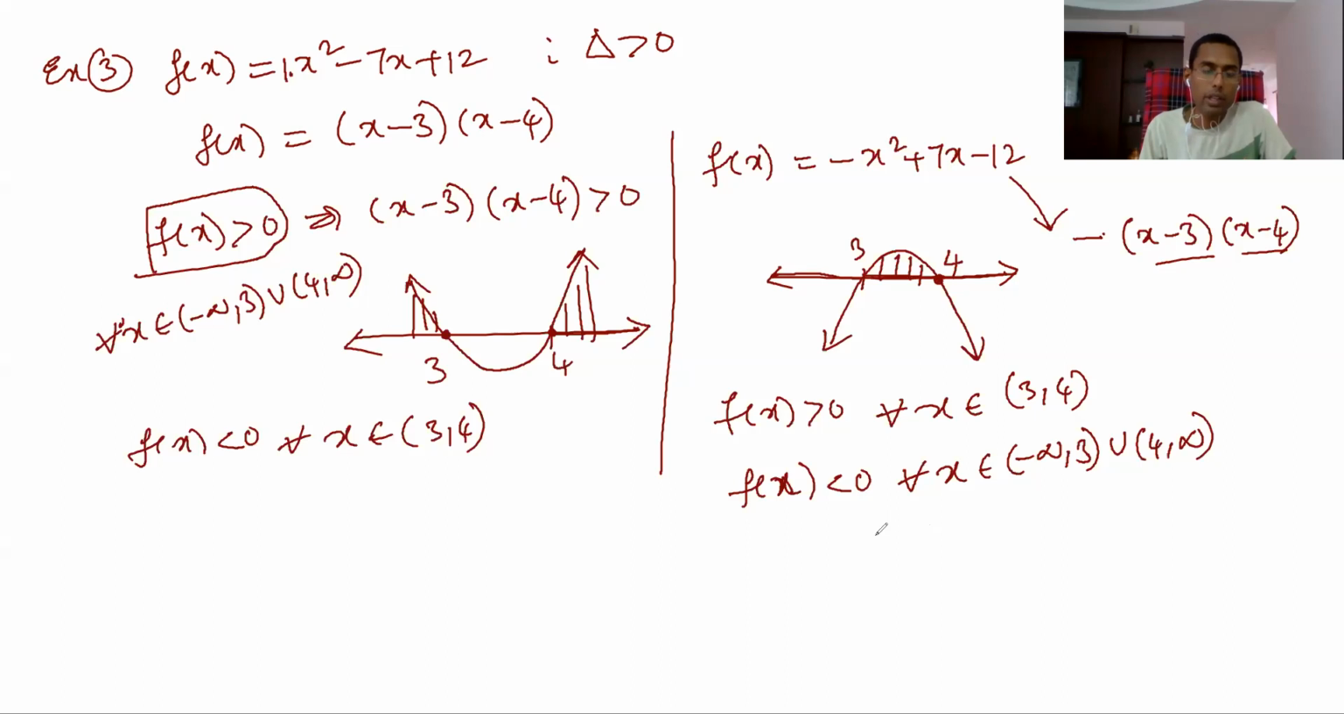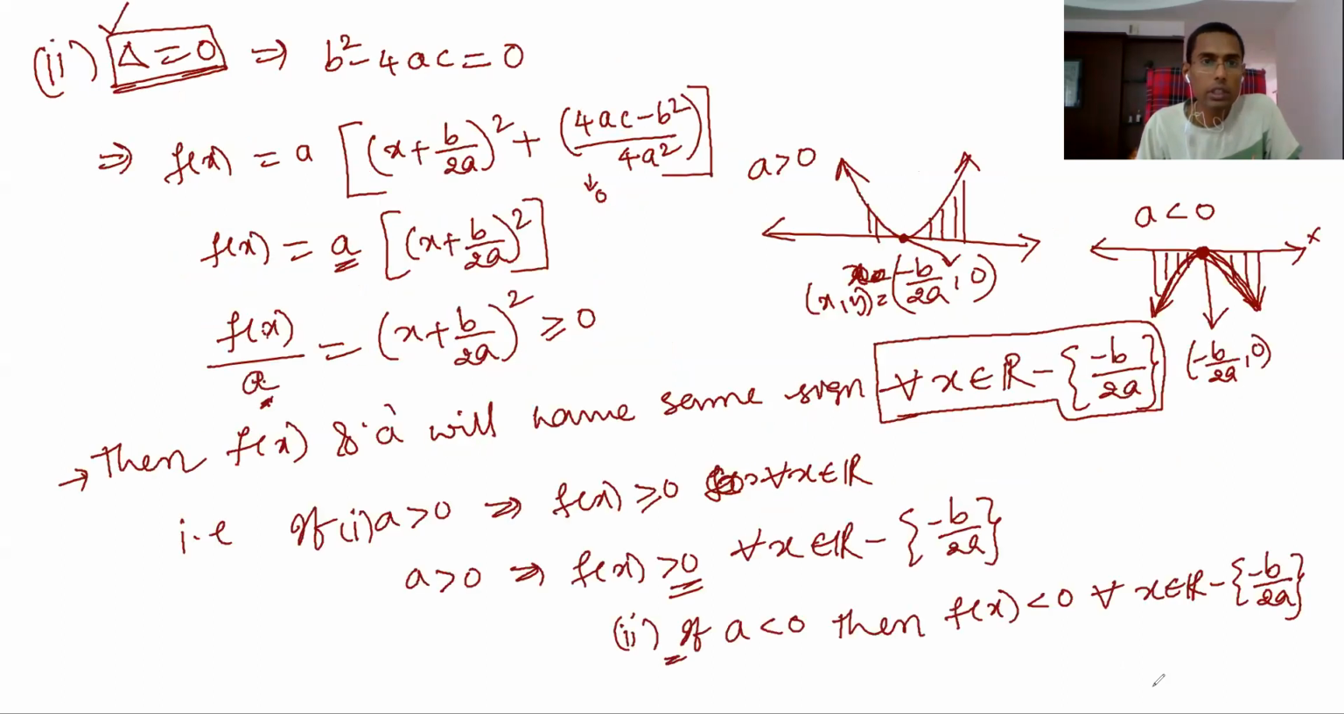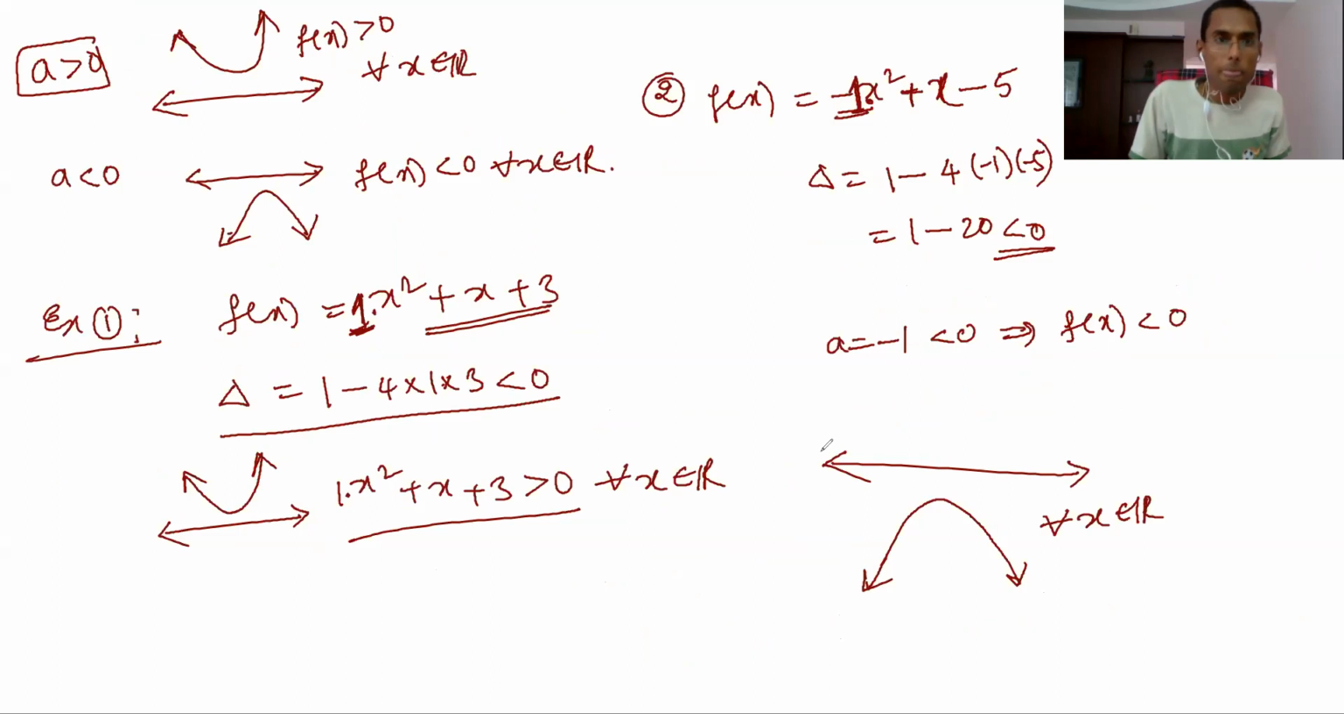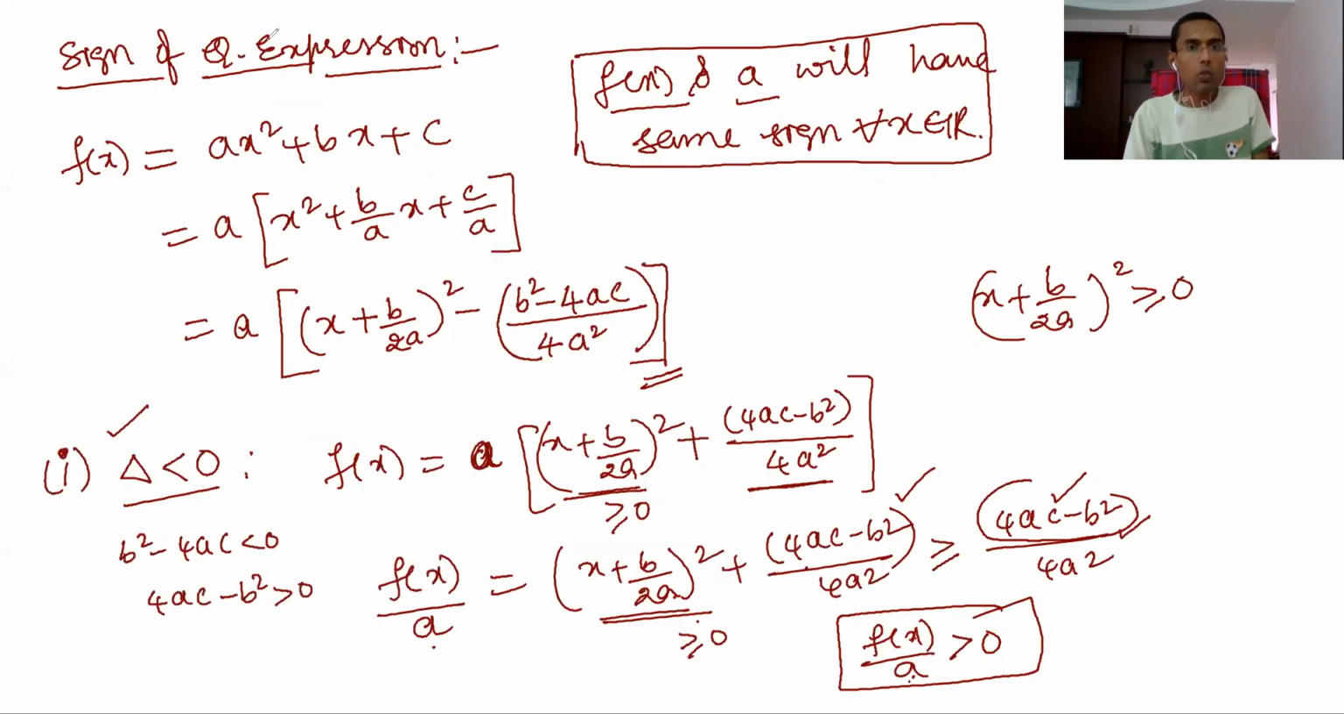This is the sign of a quadratic expression. So we discussed it through theory. We started with this one: the sign of the quadratic expression. The expression you can write like this, depending on delta, where b square minus 4ac is delta.